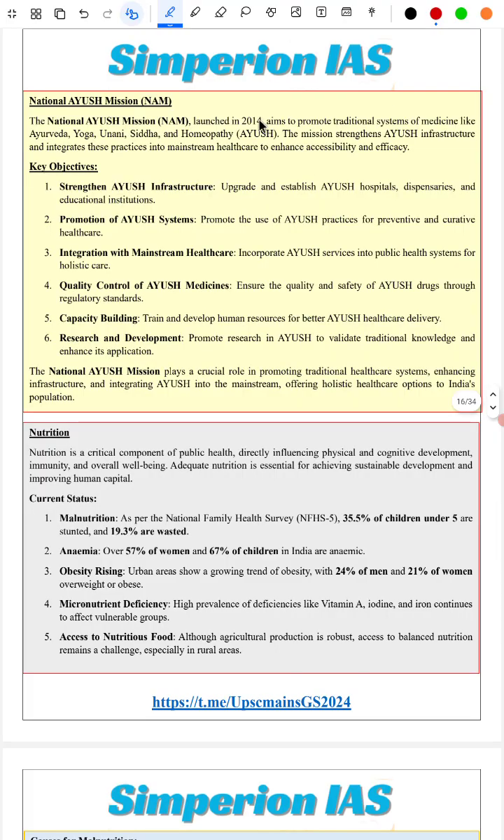Next we have covered the Ayush Mission, the National Ayush Mission. We have given the key objectives.